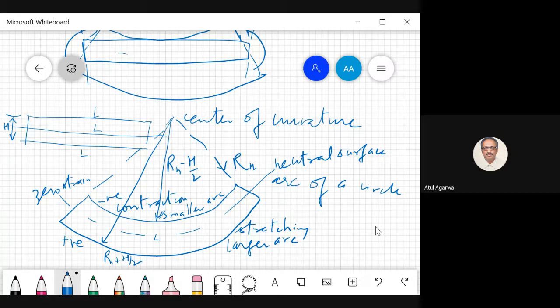Now you see, initially this cross section was vertical. It rotates by some angle here. It rotates by some angle here. You call this angle theta by 2, this rotation. So what is this angle? Theta by 2. Theta by 2. So the total angle subtended by the arc is theta at the center of curvature. Look at this picture carefully. See how I have called this theta by 2.